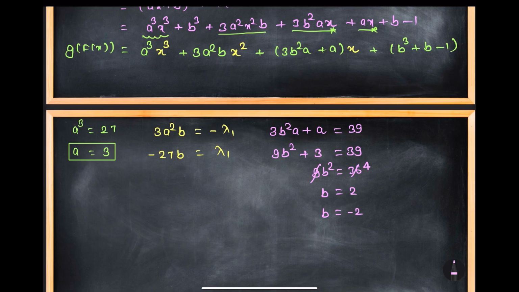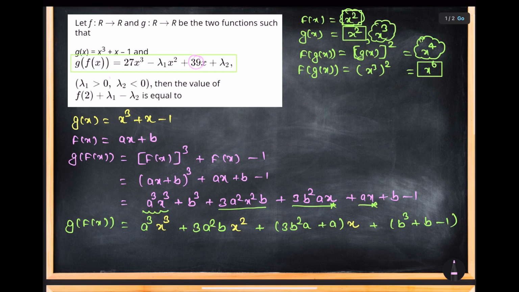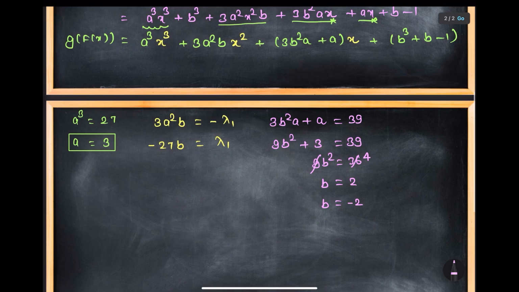Now be super slow and look at this. These are saying that λ1 is a positive number. So when will λ1 be a positive number? If b is negative, then negative into negative will become positive. So according to me, the value of b is −2. So it will become 54. So λ1 is 54. I hope till this part you are comfortable.